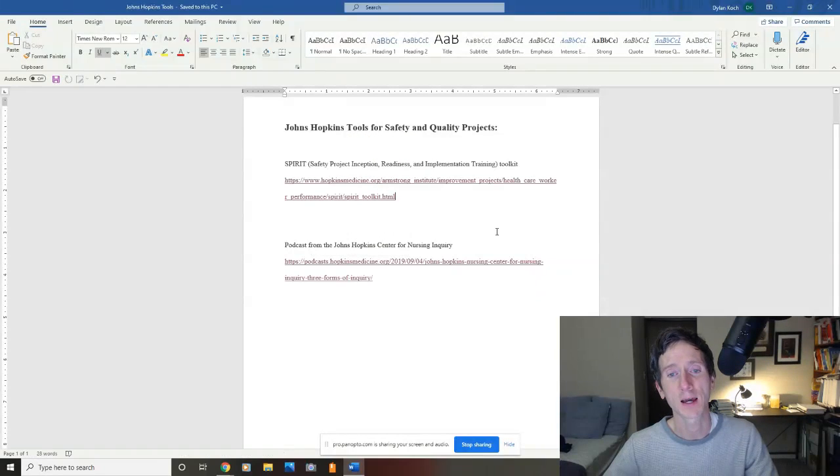Underneath, the second one is a podcast I found from the Johns Hopkins Center for Nursing Inquiry, which is absolutely phenomenal. It's two nurses. One is a coordinator for research. The other is a coordinator for evidence-based practice. They both talk very openly and conversationally about just every topic that you can imagine in research and quality improvement and safety projects. I found this recently and I'm just blown away by the quality of it and how good it is. Specifically, I found one today to talk briefly about the three forms of inquiry.